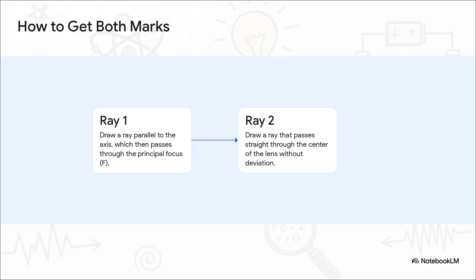First, draw a ray from the top of the object, nice and parallel to that main axis, until it hits the lens. Then it bends and goes right through the principal focus, F, on the other side. Boom, that's your first mark.